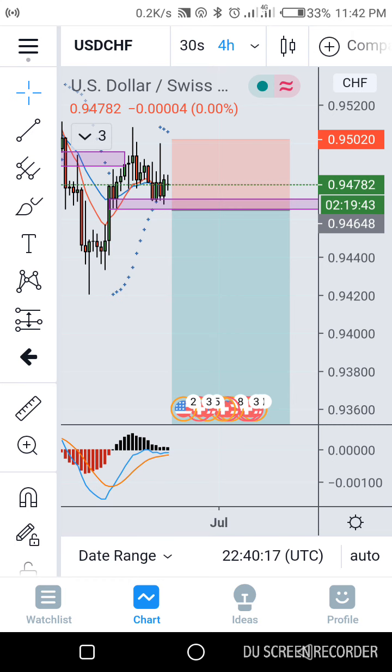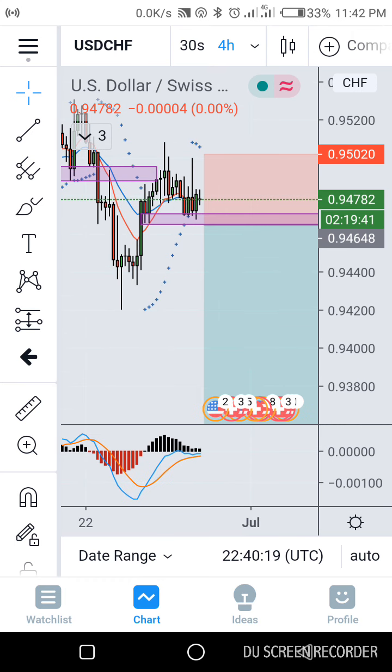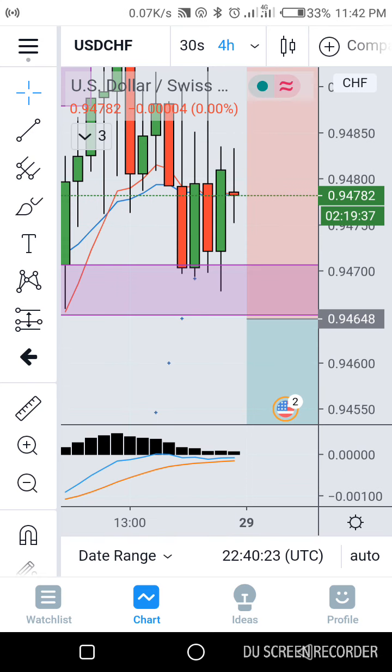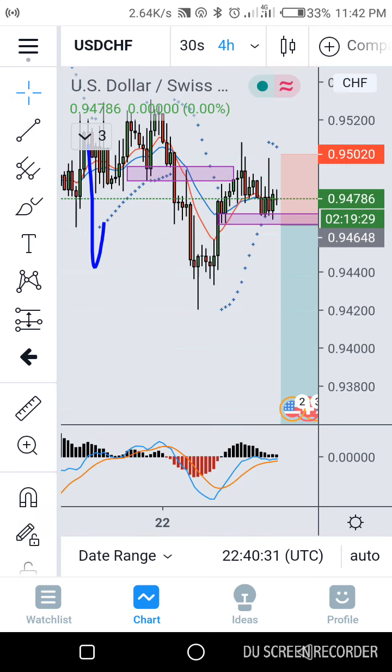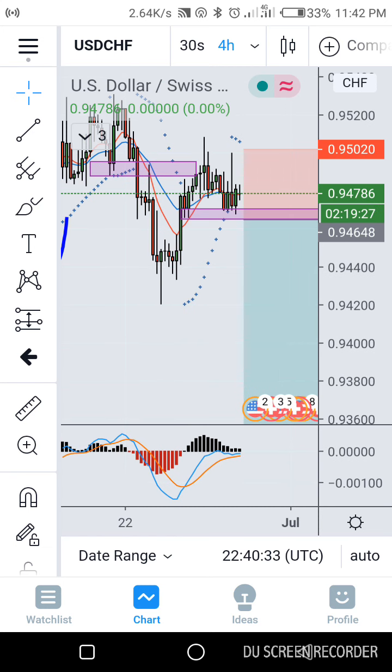But right now I don't think the EMA is ready. Let's zoom in. It's almost cutting for short. The red is almost cutting the blue line, but more than that, we must see a clear break of this support level.